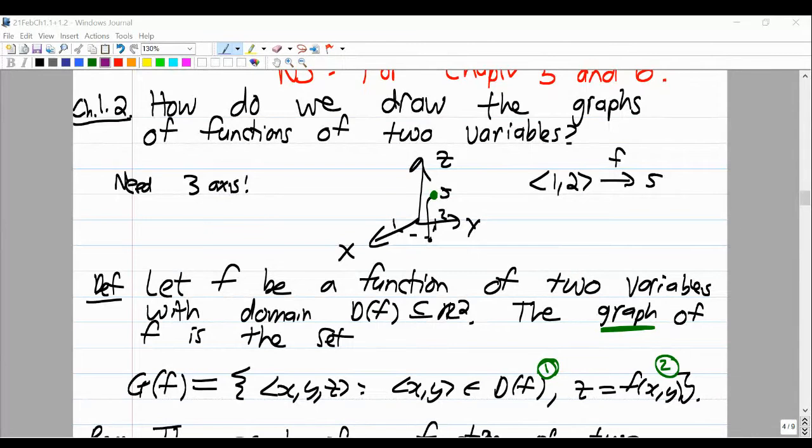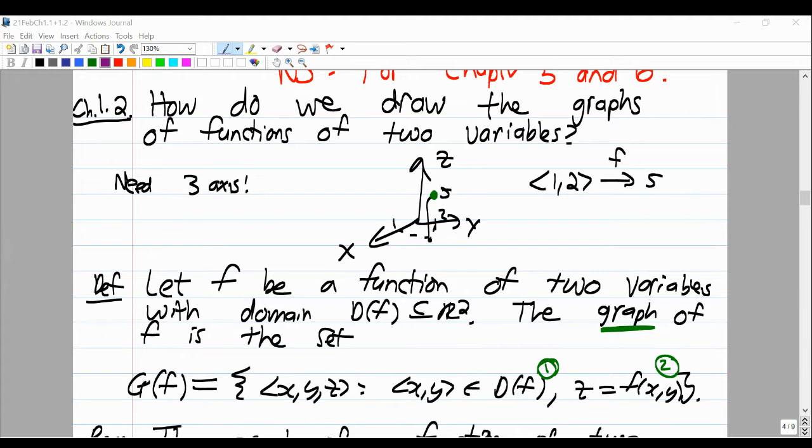The graph, and I've underlined the word graph. So the graph of f is a set of 3D vectors. So the graph of f is all the 3D vectors of the form (x, y, z), such that the 2D vector (x, y) is in the domain of f, and the third component, which we labeled z, is f evaluated at the 2D vector (x, y). Are there any questions on this definition? This is a very important definition. So f is a function of two variables. The graph of f is the set of all possible 3D vectors (x, y, z), such that (x, y) is in the domain of f.